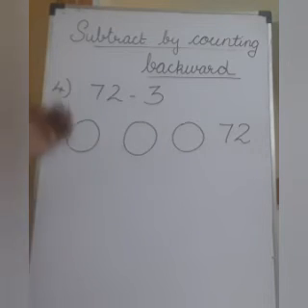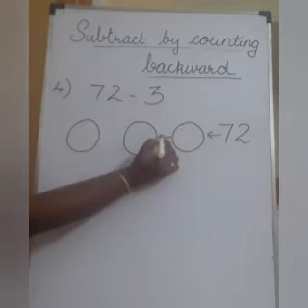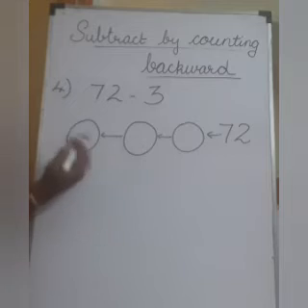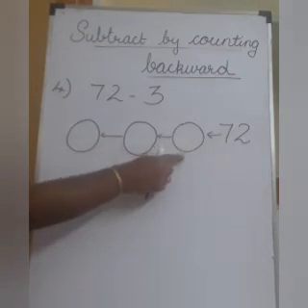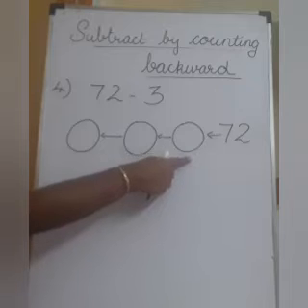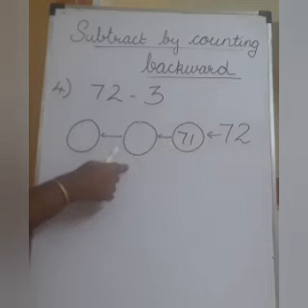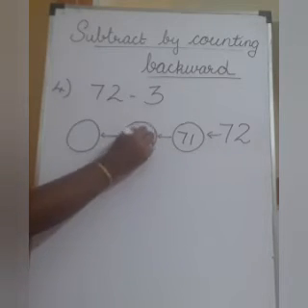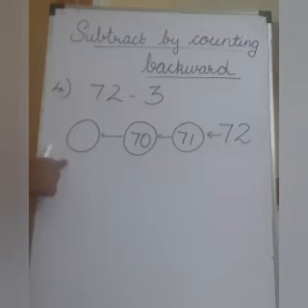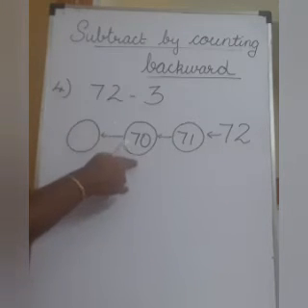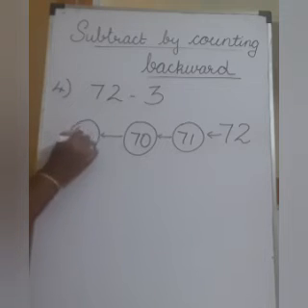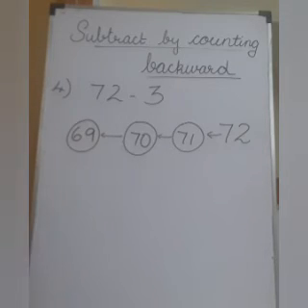Now what will you do? We have to tell 3 numbers before 72. Can you tell me which number comes before 72? Tell louder. Before 72, it is 71. Very good. Before 71, it is 70. Very good. Before 70, which number will come? Very good. It is 69. Then tell me, what is the answer?